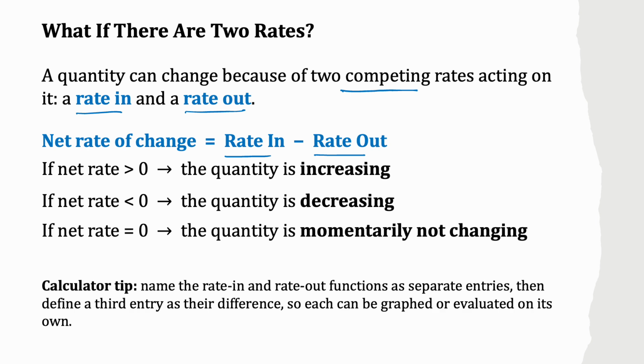Now here's a calculator tip, or for Desmos. Name the rate in and rate out functions as separate entities, and then you can define a third entry as their difference, or net rate of change. So then you can graph each or evaluate each on its own.